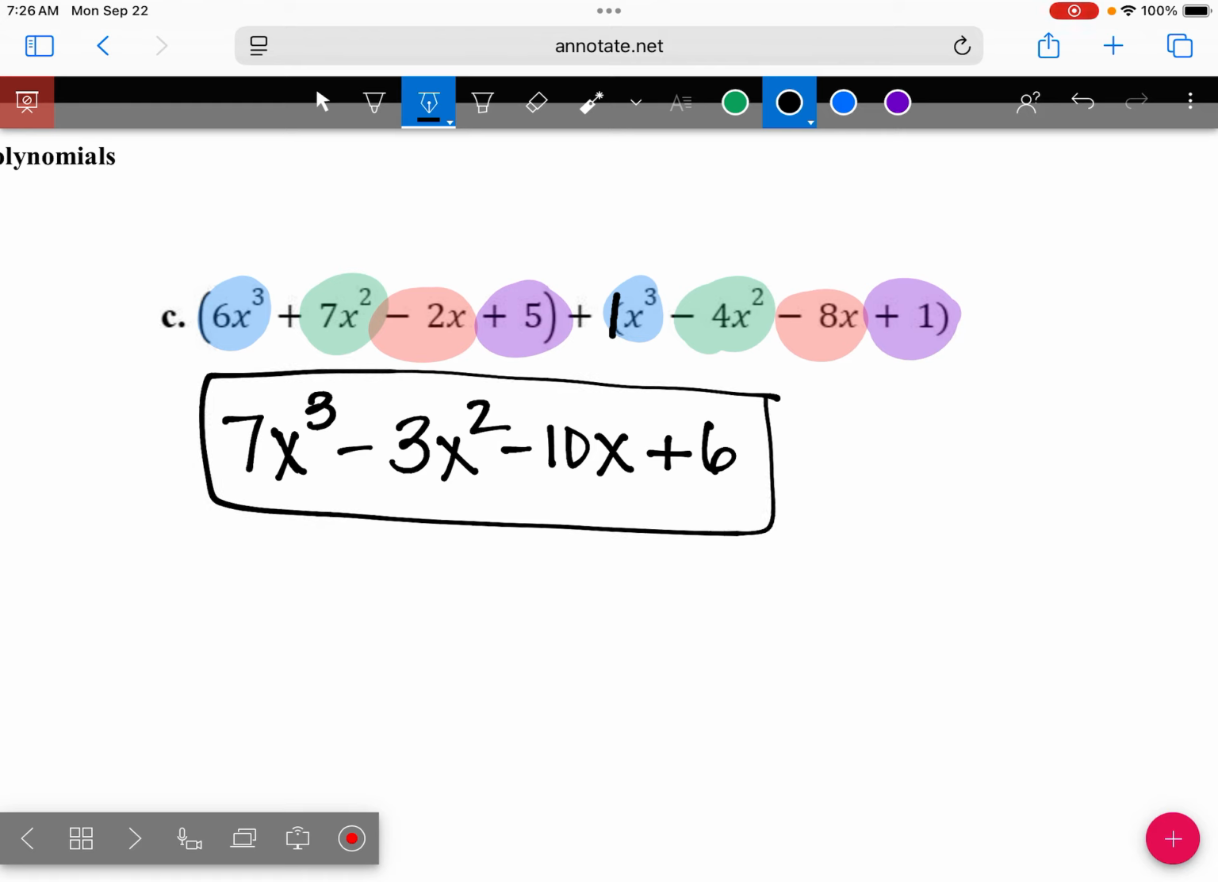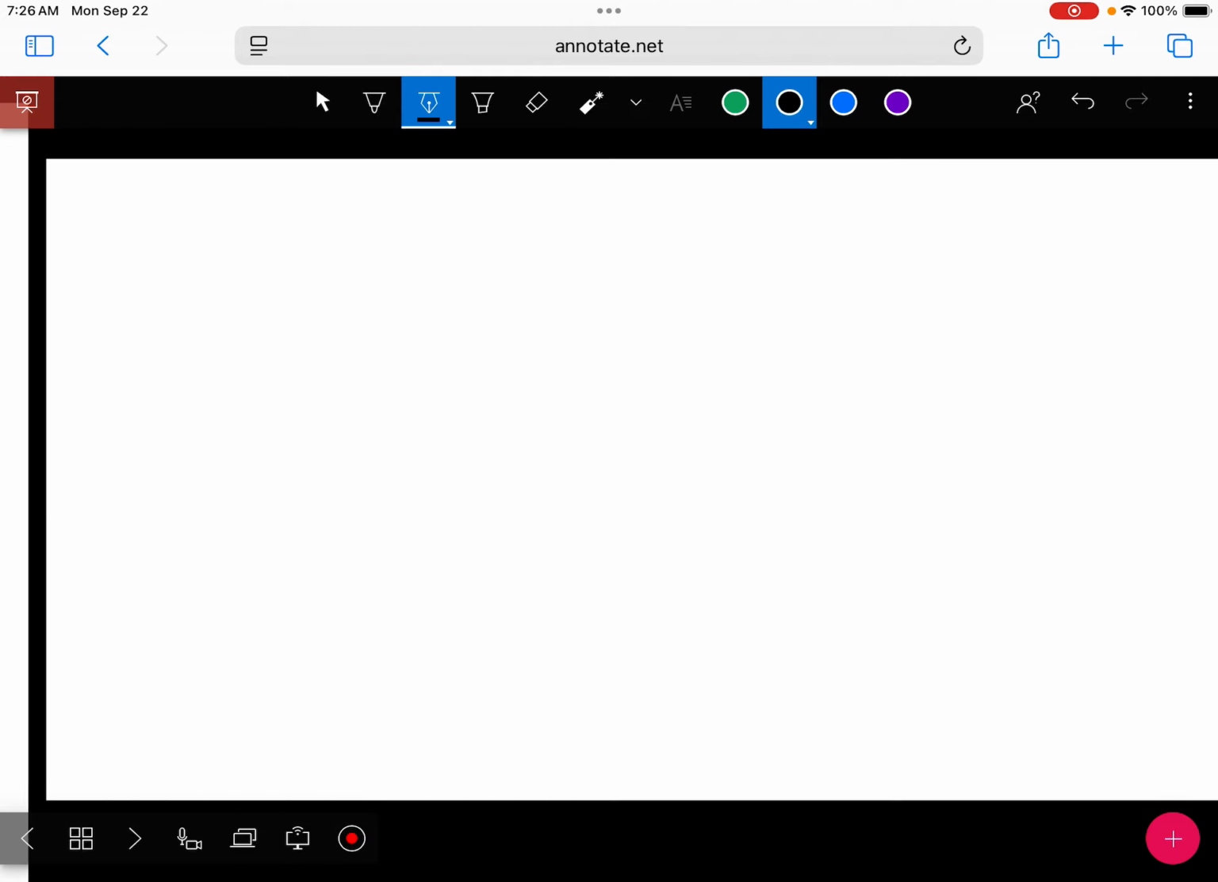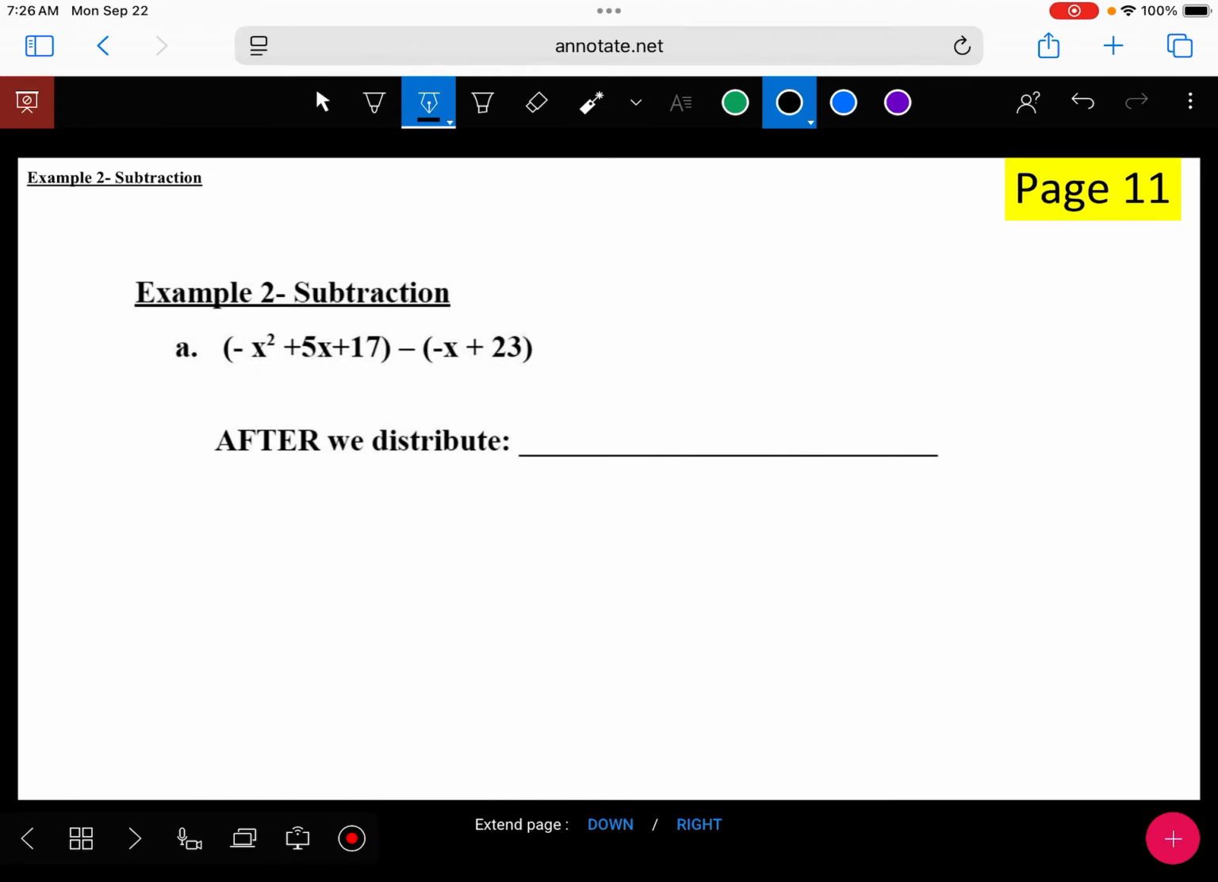All right, any questions? Pretty simple. Do we remember this from Integrated 2 and Integrated 1? Yep, all right. So now let's talk about subtraction. Whenever you see a subtraction, we always start by distributing first. So let's go to page 11.